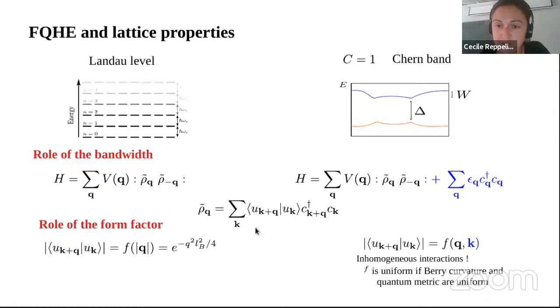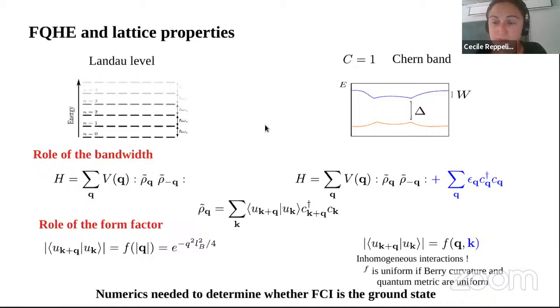And this is what's different in the Chern band. The form factor corresponding to this overlap depends on Q and K. So if you'd like, you can think of this as an interaction that's not completely homogeneous in K space. In fact, it would be homogeneous if the Berry curvature and the quantum metric were uniform, as is the case in a Landau level.